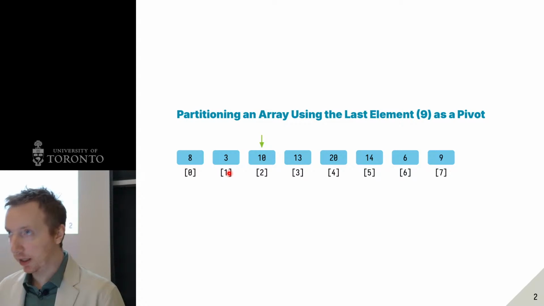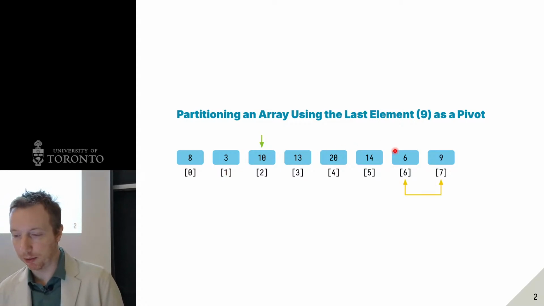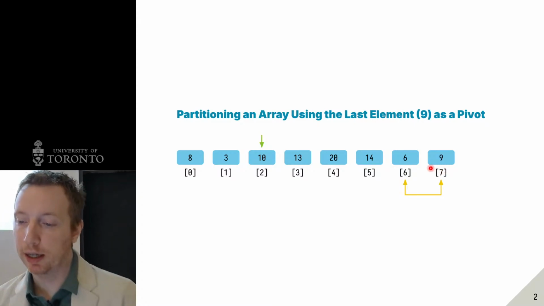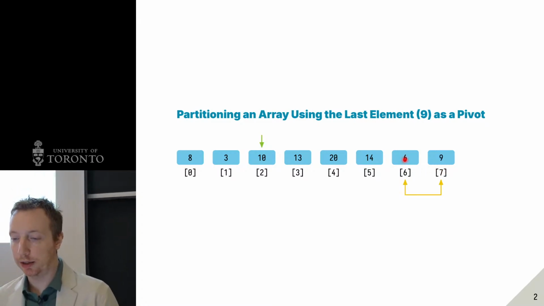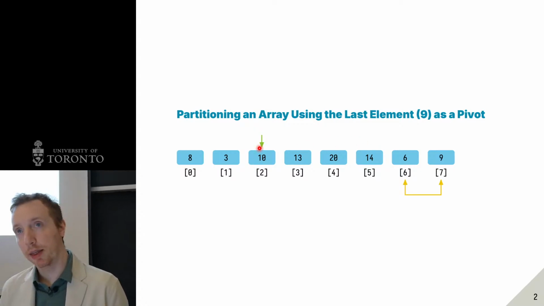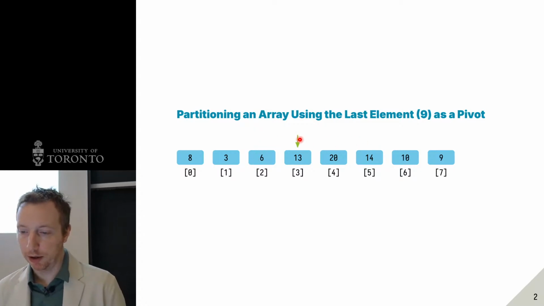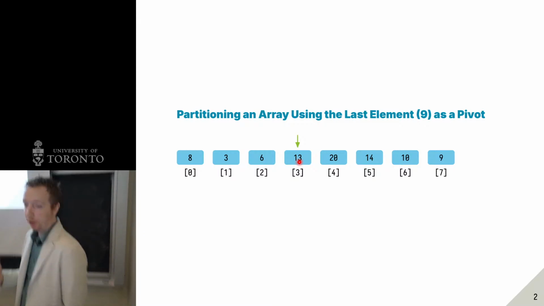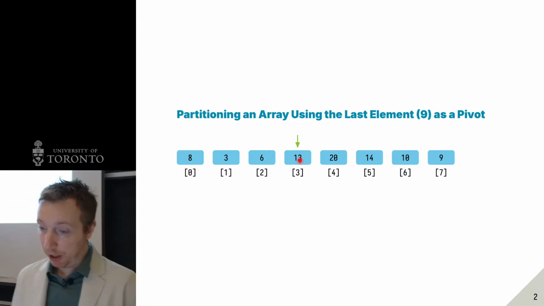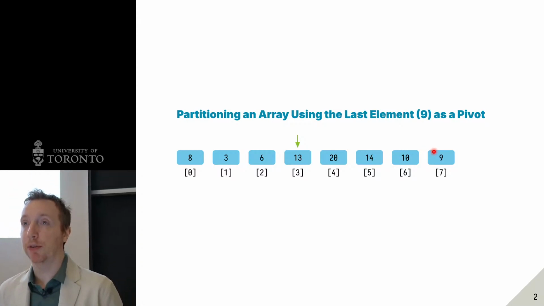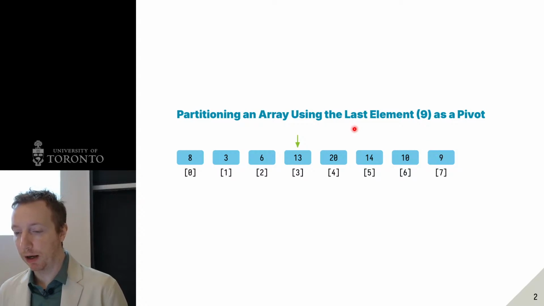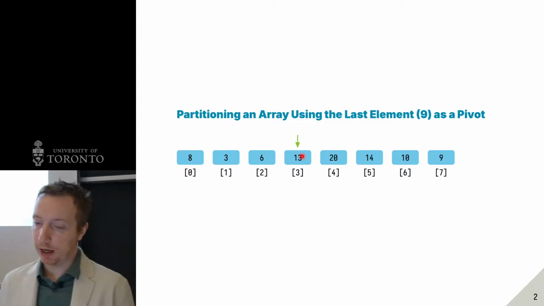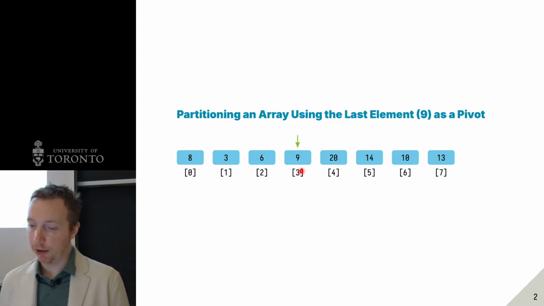Now, I still have to keep track of the last element. So we'd compare 6 with the pivot value of 9, and oh, that's less than it, so I need to swap 6 with 10 and then move up this green arrow. So at the end of this single iteration of partitioning, I'm done, and all I have to do as the final step is swap my pivot value with whatever is currently at the green arrow. So I swap the value 9 and 13.